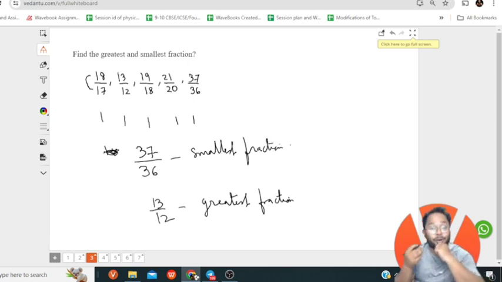See, understanding the greatest and smallest fraction is taking so little time. We are able to find it within seconds. There is no tension of doing the LCM now.